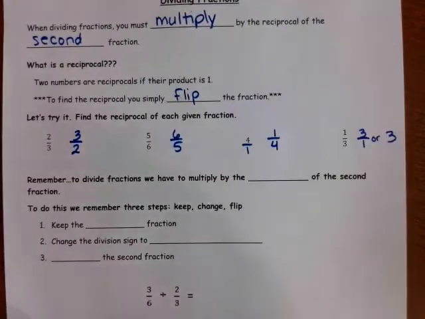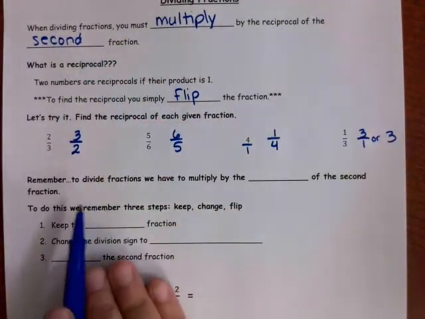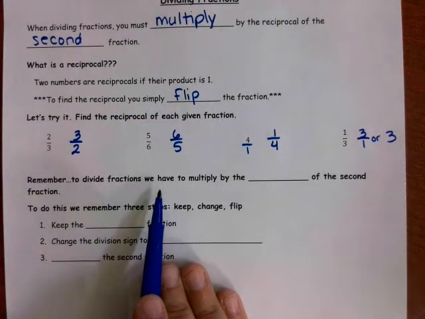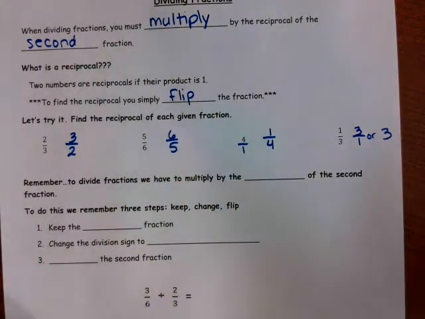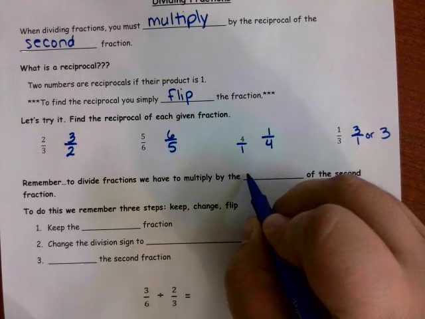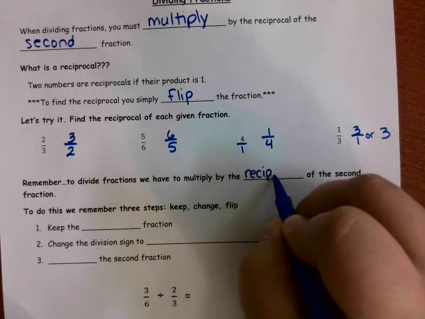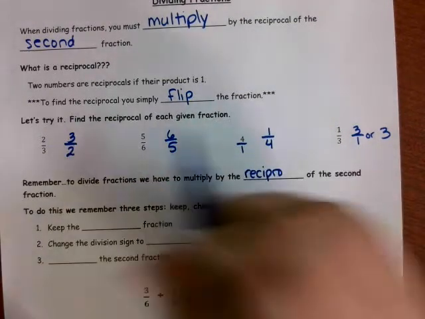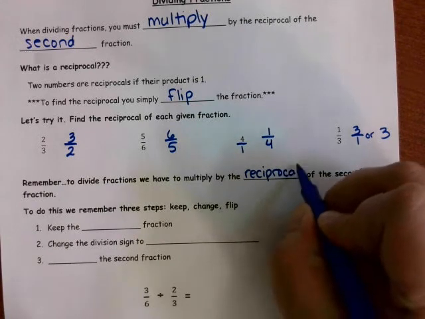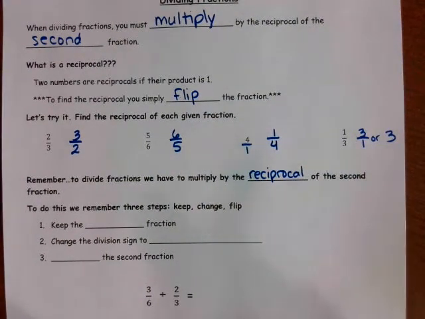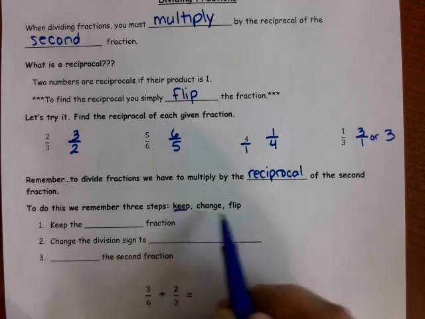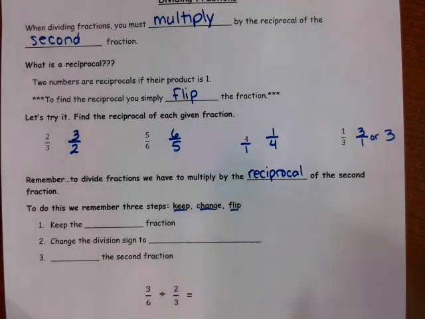All right, so remember, like we just talked about earlier, to divide fractions, we have to multiply by the reciprocal, or the flip, of the second fraction. So to do this, we remember 3 steps. We're going to keep, change, and flip.